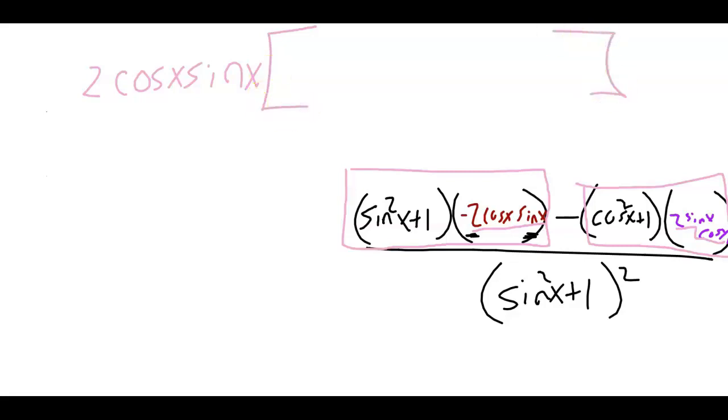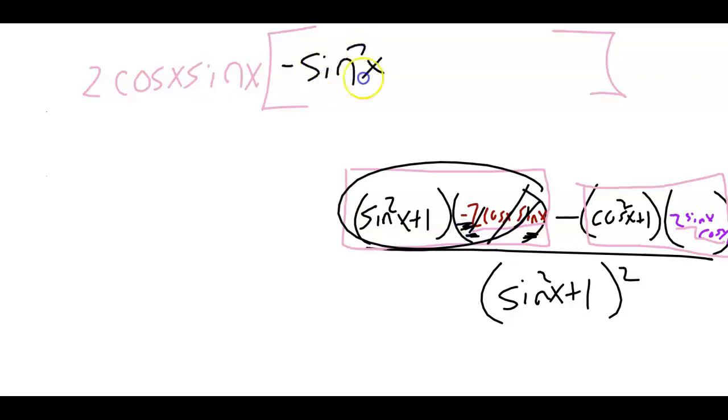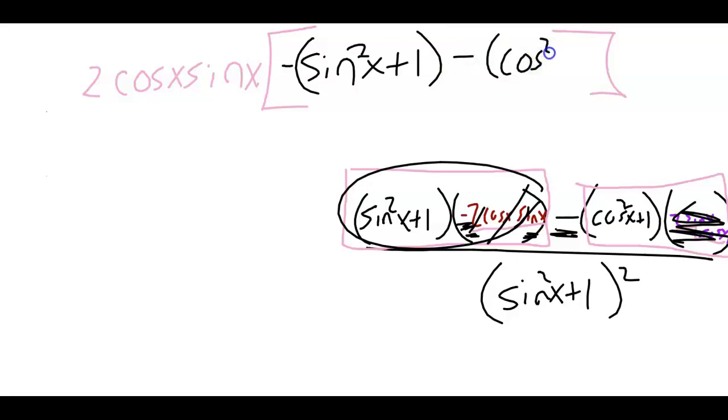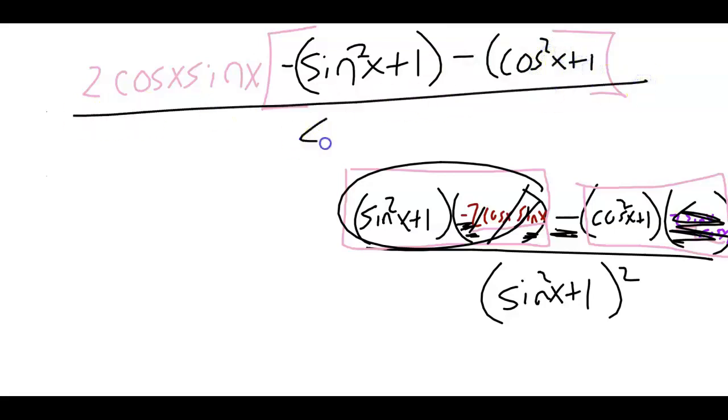So if I take that out, this front half here will no longer have the 2 and the cosine x there. It'll have the negative, so don't lose that negative. And I'm going to move it to the front. And then minus. This whole thing's gone. And I'm left with cosine squared x plus 1. All over the bottom still. Nothing's going to happen on the bottom right now.